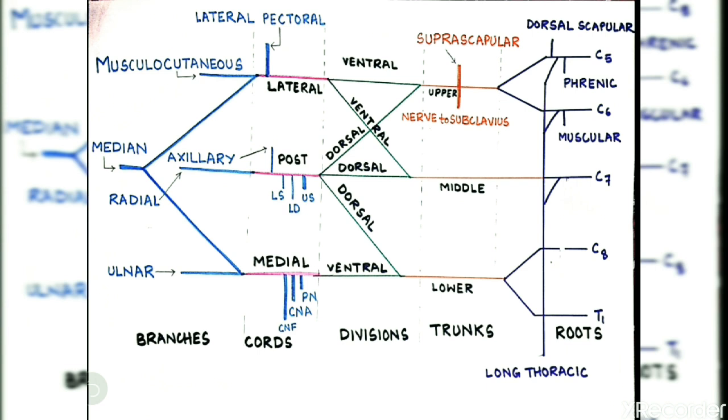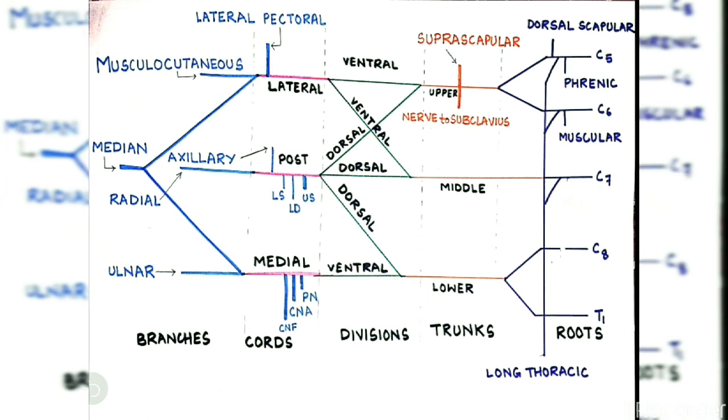This is the schematic diagram. I have drawn a schematic diagram of the brachial plexus. While drawing, keep in mind that C5 and C6 are connected, C8 and T1 are connected, and C7 is alone. Now the brachial plexus has 5 roots, which are C5, C6, C7, C8 and T1. C5 and C6 will join together to form the upper trunk, C7 will form the middle trunk, and C8 and T1 will form the lower trunk.